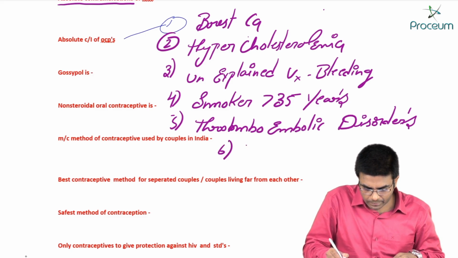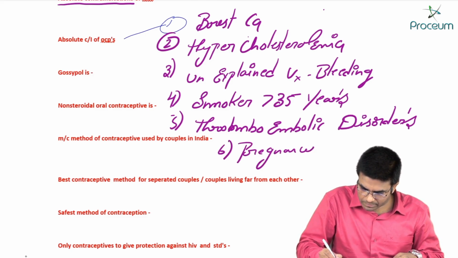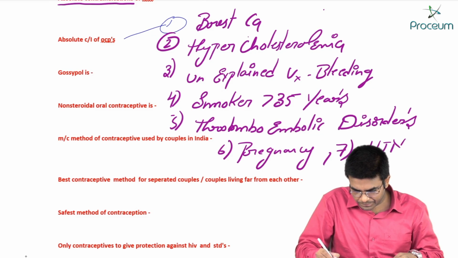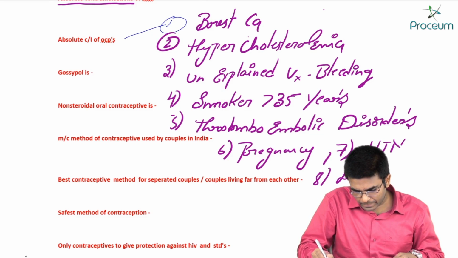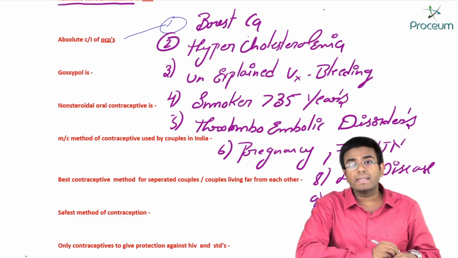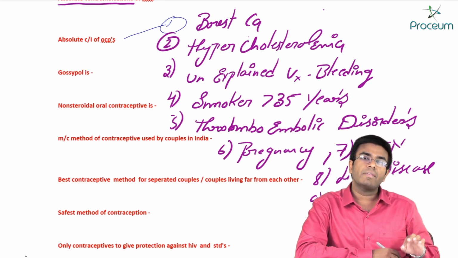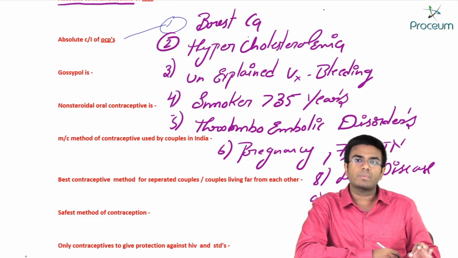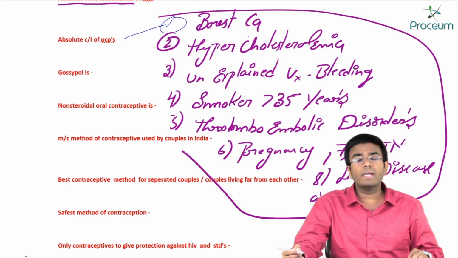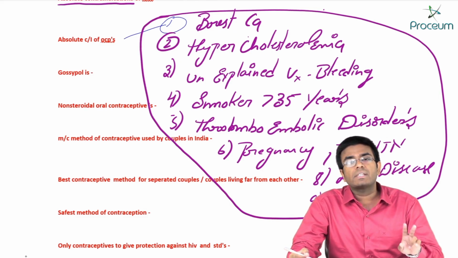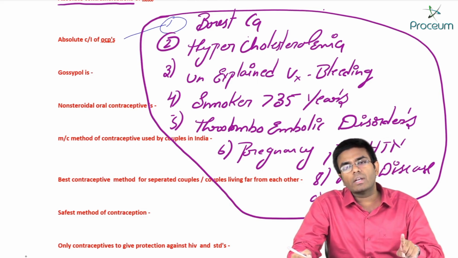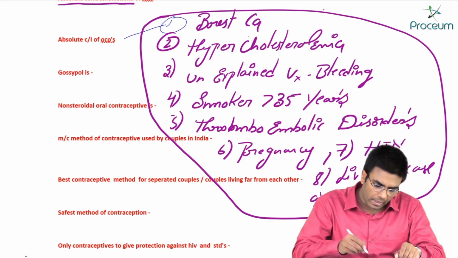Pregnancy, hypertension, liver disease, and diabetes mellitus. So these 9 conditions are absolute contraindications where a female is never supposed to take oral contraceptive pills if she falls into any of these conditions. So guys, two very important topics which you should never miss are absolute contraindications for IUCDs and absolute contraindications for usage of oral contraceptive pills.